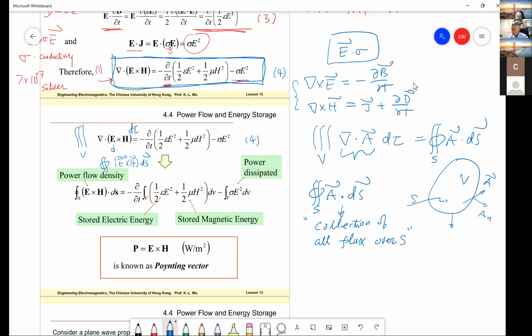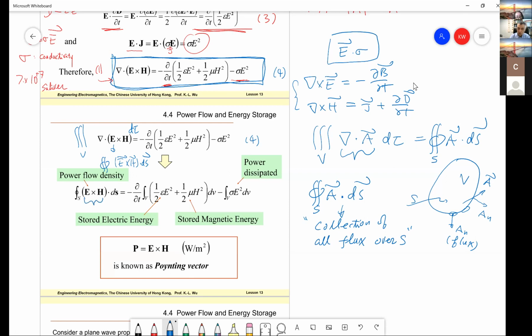Because for any vector A, I take the normal component. I call this flux, because the normal component means the field line goes out of the surface. Then I collect a very small differential surface, multiply by the normal component at every point over the surface, and add them up. That is this surface integration. That means a flux.